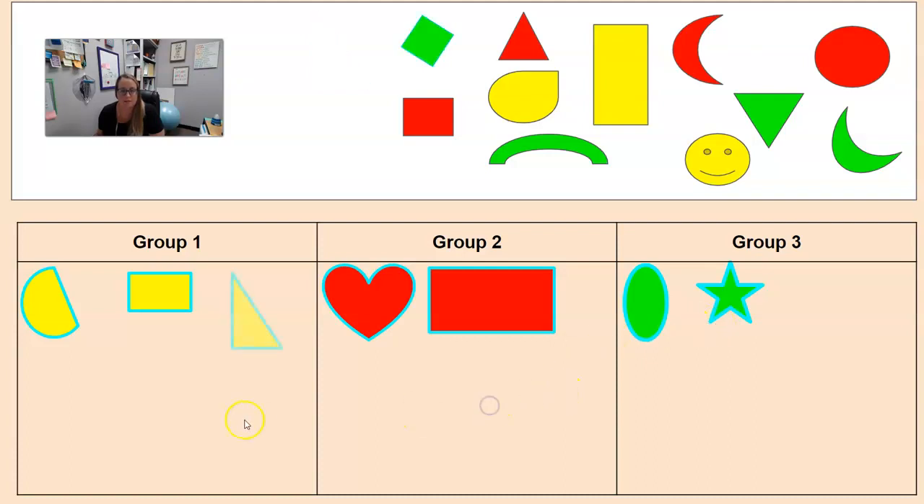This one is going to go in group 1. None of these look the same. This one has a curved line, and these have straight lines, but they're all together. Why do you think they're all together?